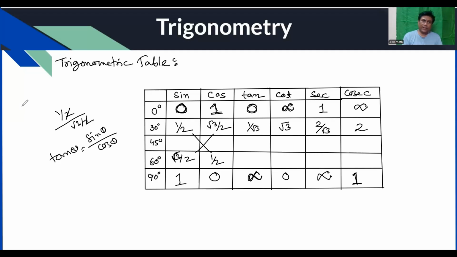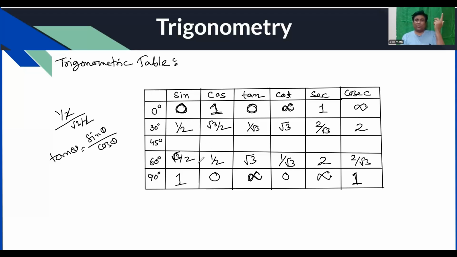Then can you say the next? Root 3. Can you say what is next? 1 by root 3. Can you say what is next? 2. Can you say what is next? 2 by root 3. You see, a lot of values you already understood, okay? A lot of values.